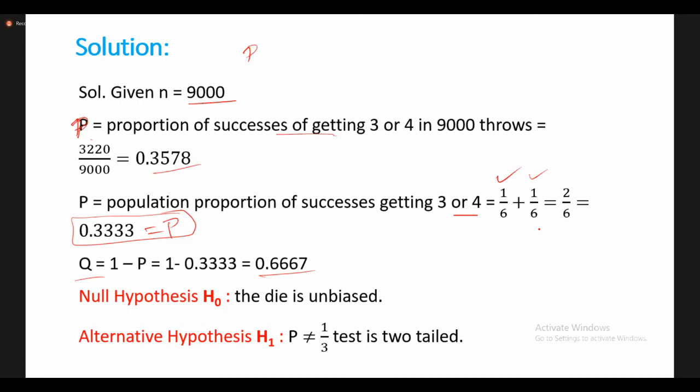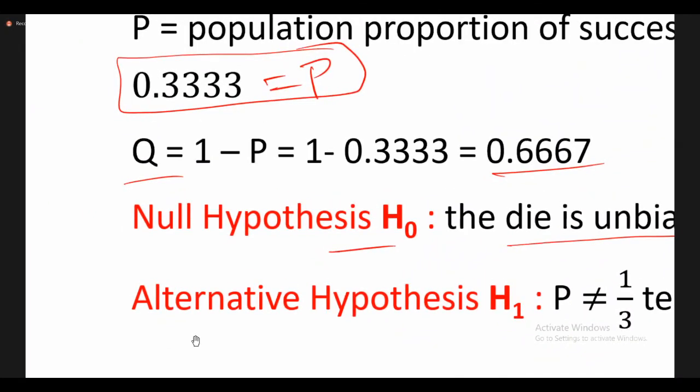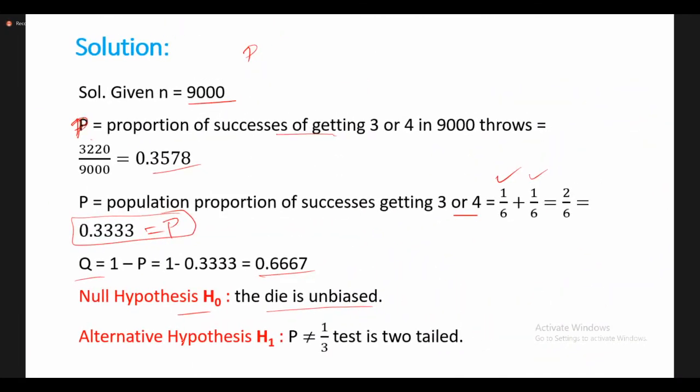Okay. Now the null hypothesis, H naught, is that the die is unbiased. And the alternative hypothesis H1 is capital P is not equal to 1 by 3. That means here "not equal to" is there, so the test is a two-tailed test.